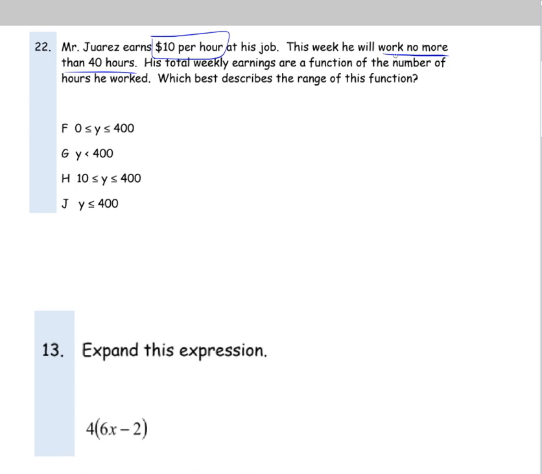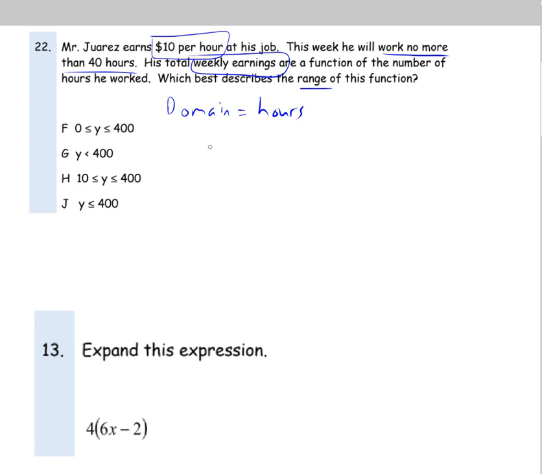His total weekly earnings are a function of the number of hours he works. So in other words, if the weekly earnings are a function of hours, that's saying that hours are the independent variable. Hours are things that he can just change willy-nilly. He could choose how many hours he's going to work, and the weekly earnings will adjust accordingly, right? So the hours are the independent variable, or the x value. In other words, the domain is hours. So that only leaves one other thing to be the range. That leaves his weekly earnings to be the range, right?